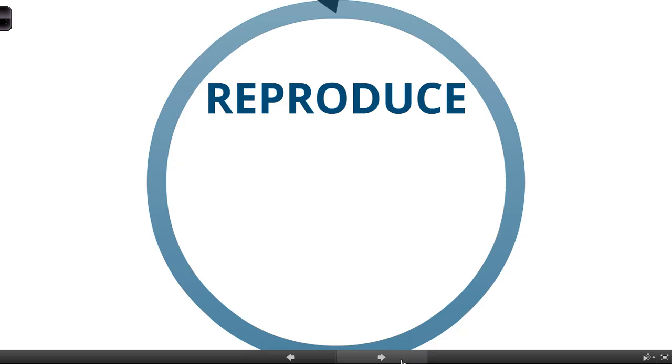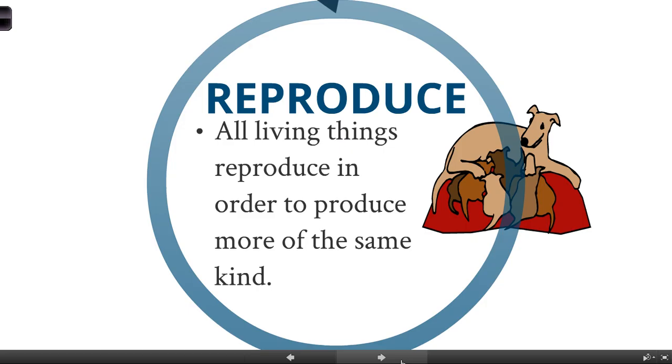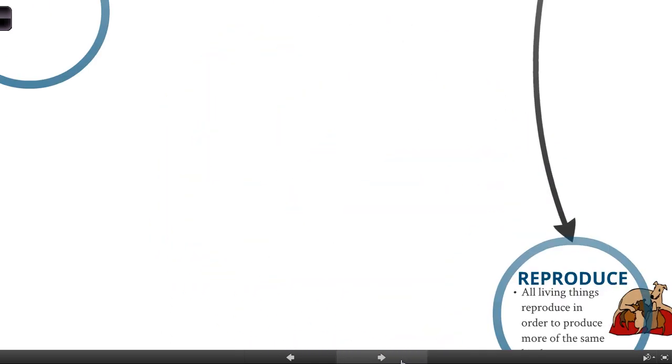Alright, reproduce. So Gren, G-R, all living things can reproduce, which basically just means all living things reproduce in order to produce more of the same kind, more of themselves. So when living things reproduce, they produce more of whatever they are. Dogs produce more dogs, cats produce more cats, humans produce humans. We're able to make more of ourselves, to make another generation.